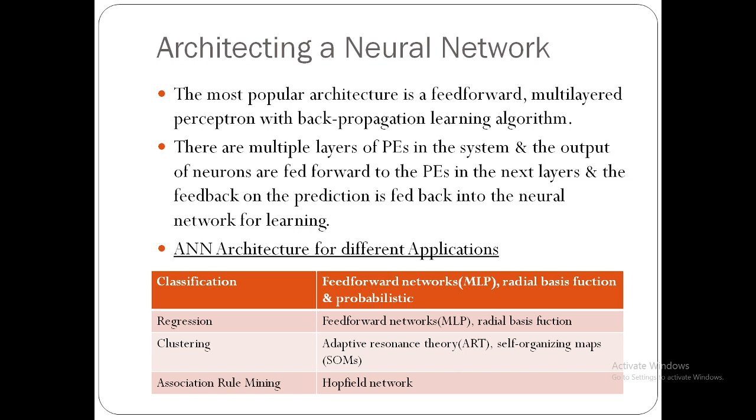See, some of the architectures of the ANN we are going to discuss with some applications. Applications are classification, regression, clustering, association rule mining. For classification: feed-forward network, radial basis function, probabilistic functions. Regression: feed-forward network, radial basis functions. Clustering: adaptive resonance theory, self-organizing maps. Association rule mining: Hopfield networks. These are the architectures we are going to use for these applications.